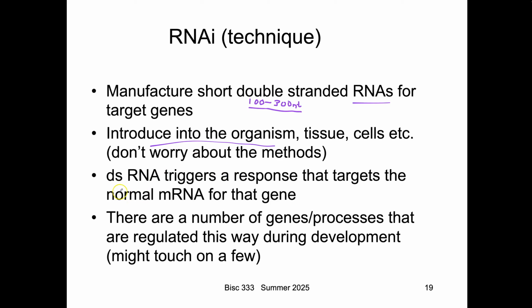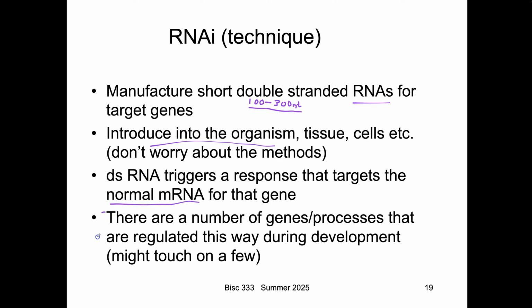The double-stranded RNA, as I said, it triggers a response and in the case of us targeting a gene that's actually in the organism itself, it will target the normal messenger RNA for that gene as well. And not only will it destroy the double-stranded RNA, but it will then destroy the normal messenger RNA. And this gives us a loss of function phenotype, no functional protein.